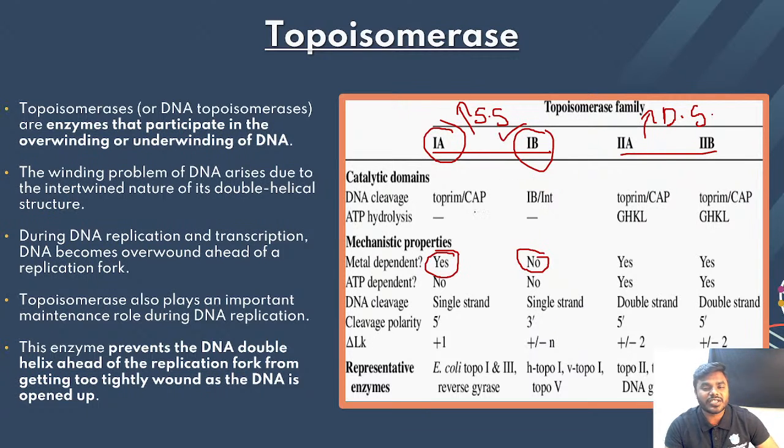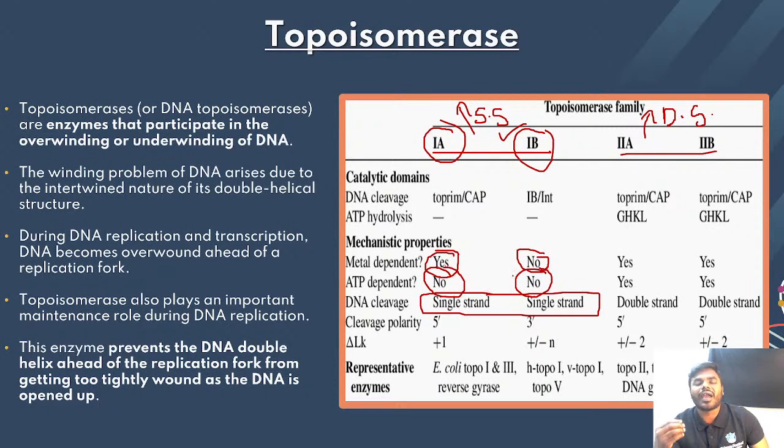And what is the unique statement, friends? Topoisomerase 1A and 1B are not at all dependent on ATP. But what is the unique statement you have to remember? They do not have the ability, friends, to cut the double stranded DNA. Instead, they only cleave the single stranded DNA. I want you to remember this point without fail.